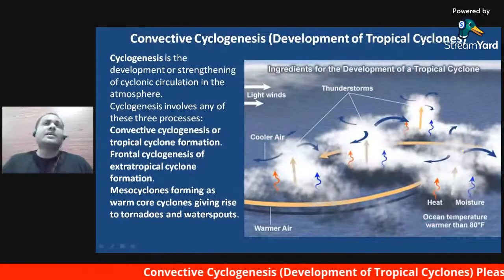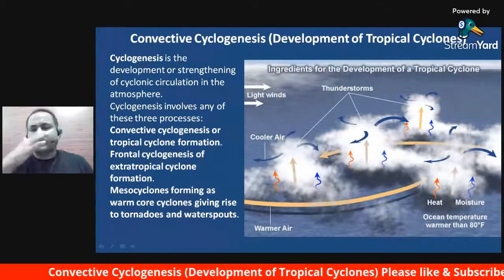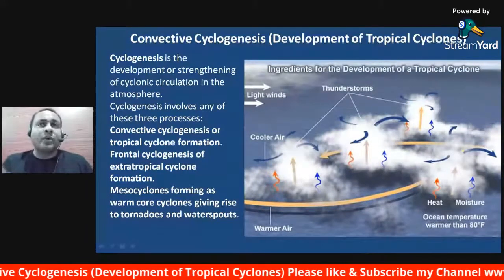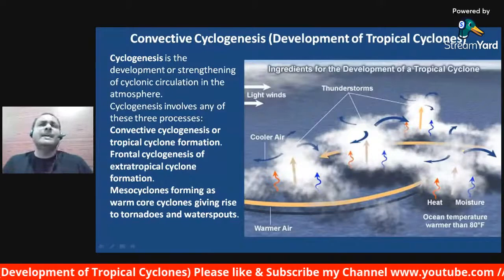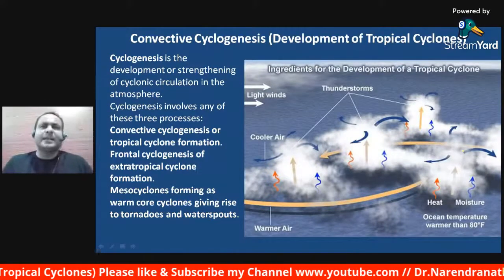Now, very interesting, convective cyclogenesis, basically, is today's topic. Convective cyclogenesis means the development of tropical cyclone, basically.